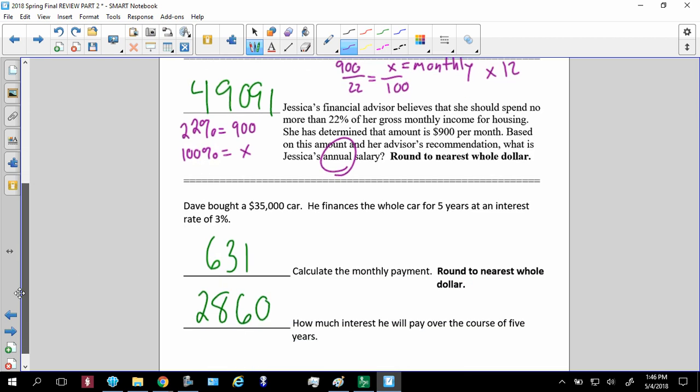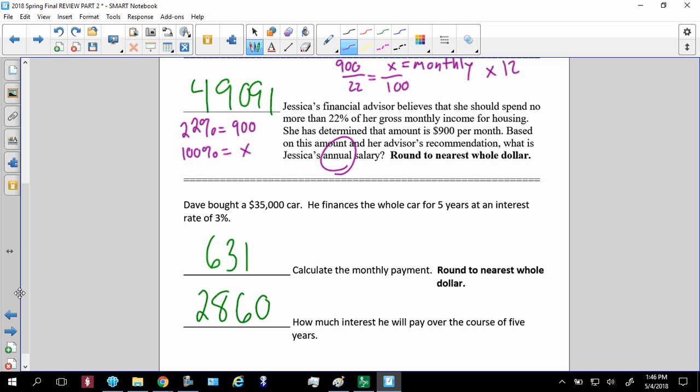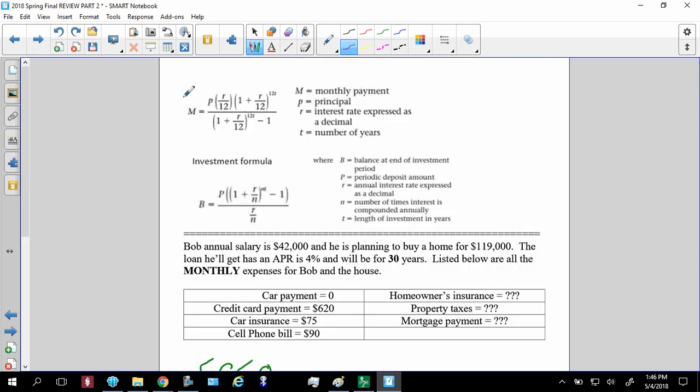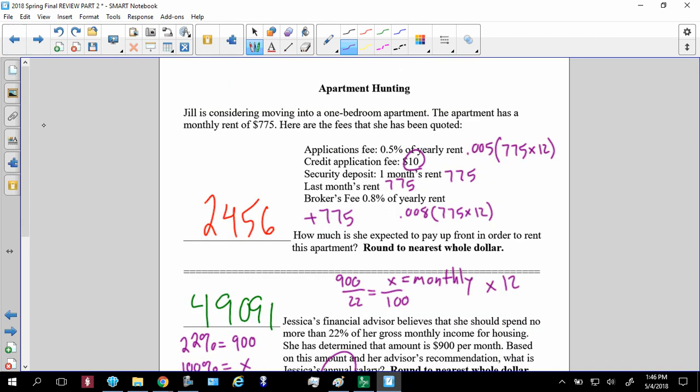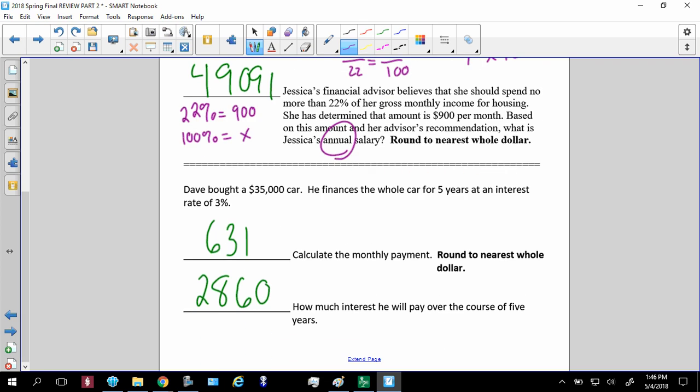Dave bought a $35,000 car. He financed the whole car for 5 years at an interest rate of 3%. Now, this is the big monthly mortgage formula. This big boy right there. This is what you got to do with that information. And so when we figure that out, if you need help on this, you got to come see either Coach Moore or myself so we can help you with it.